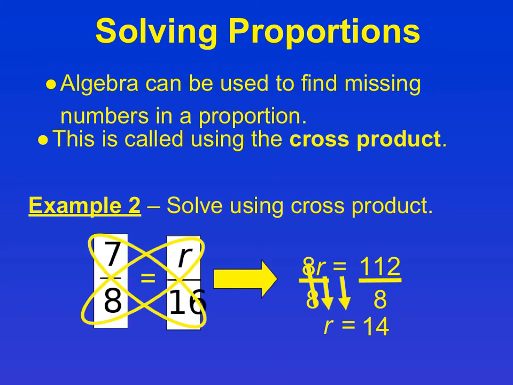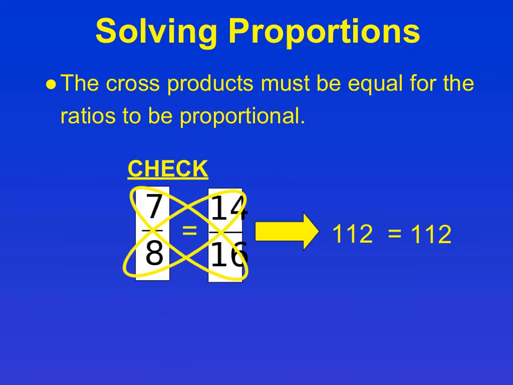If we wanted to check this with our other method, we could say, okay, go from 8 to 16, we're multiplying by 2, so we must do the same thing on top. Does that also come out to 14? It does, so that works. Here we check our work by using the cross product again. 8 times 14 is 112. 7 times 16 is 112. Good. This checks out.